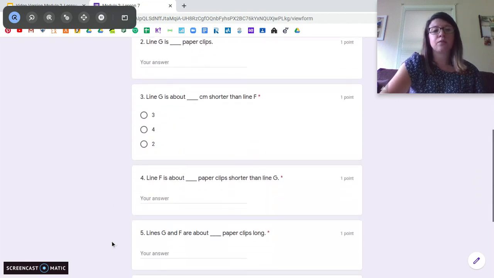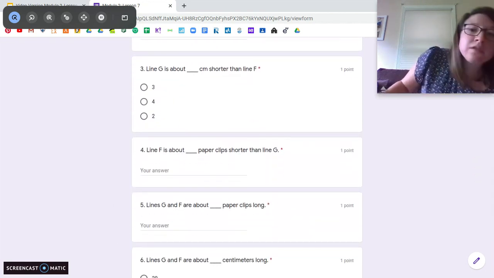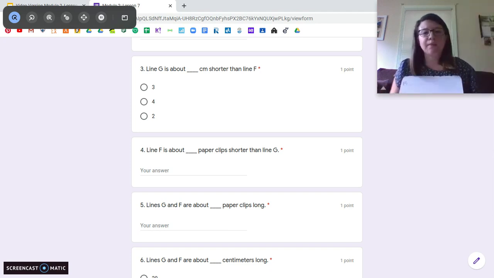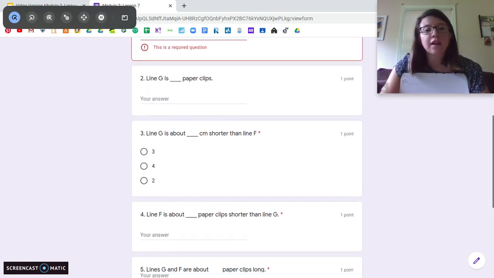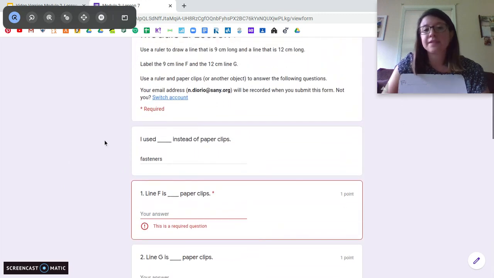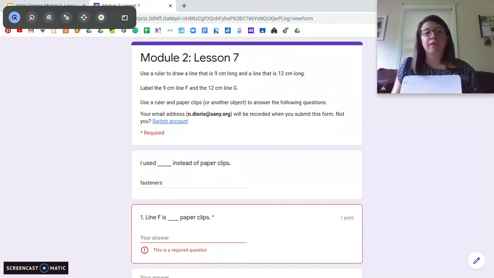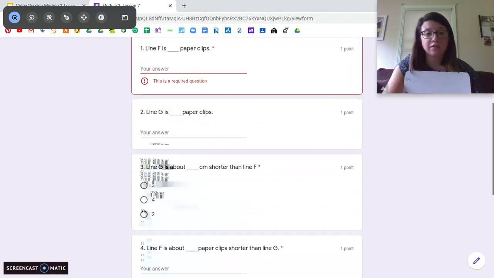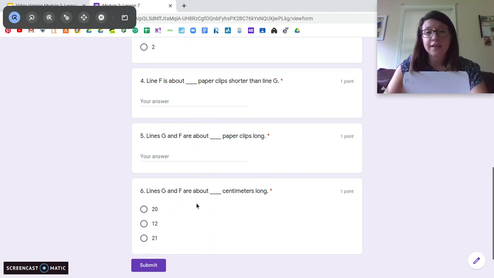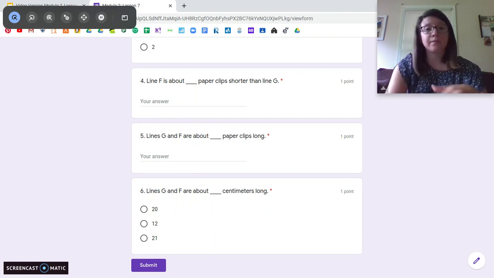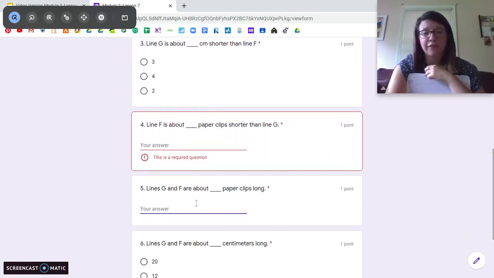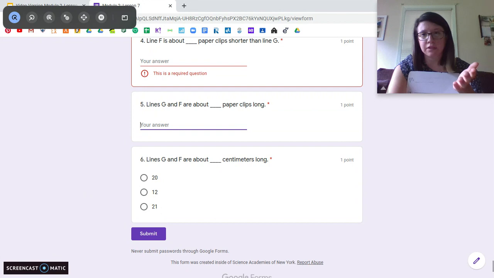And then it's going to ask you some word problems to figure out the difference between the line lengths. We've been doing that. We did that in our warm-up today. How many centimeters longer, how many paper clips longer, and how many are they all together. The centimeters are going to be accurate because we measured with 9 and 12. So the answer to number 3 and the answer to number 6 are going to be an exact number. The answers to numbers 1, 2, 4, and 5 are going to be different depending on what you used.